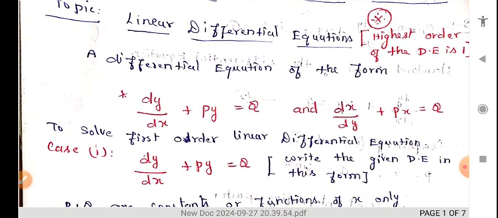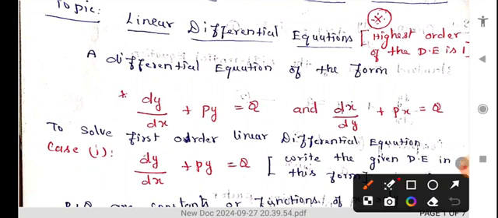which is in the form of dy by dx plus py equal to q. Another form is dx by dy plus px equal to q. So any equation in the form of dy by dx plus py equal to q, or dx by dy plus px equal to q, we say it is a linear differential equation. See, in both these equations, what is the highest degree? It is 1 only.